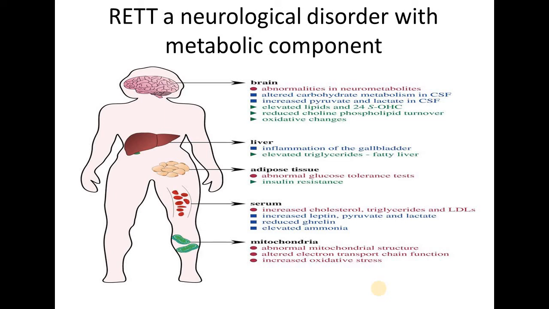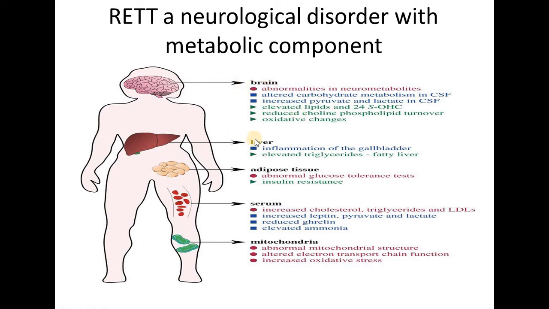Along with the abnormalities found in the different stages, that is stage 1, stage 2, stage 3, stage 4, and so on, along with the neurological disorder there is also impairment in the metabolic component. What is the impairment in the metabolic component? There are abnormalities in neurometabolites, altered carbohydrate metabolism, increased pyruvate and lactate in CSF, elevated lipids, reduced choline phospholipid turnover, and oxidative changes occur in the brain.